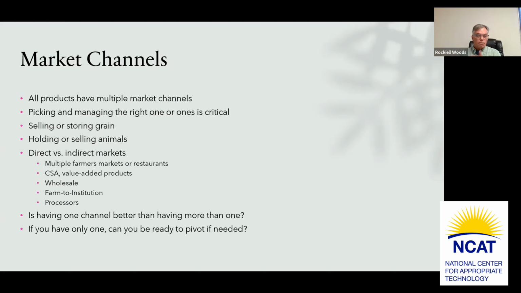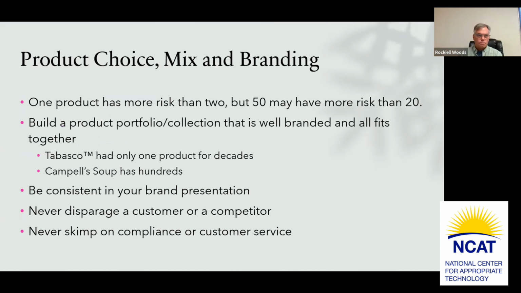And then certain plants closed and they weren't buying any. Processing plants for meat cutters and stuff, the whole plant closed. So there were tens of thousands of animals that could not be processed. So those animals had to sit someplace in a feedlot or wherever it is. Can you afford that risk? Do you understand that risk? What about product choice? One product has more risk than two, but 50, just like these plates of channels, 50 could have more risk than 20. So you have to manage that risk too.